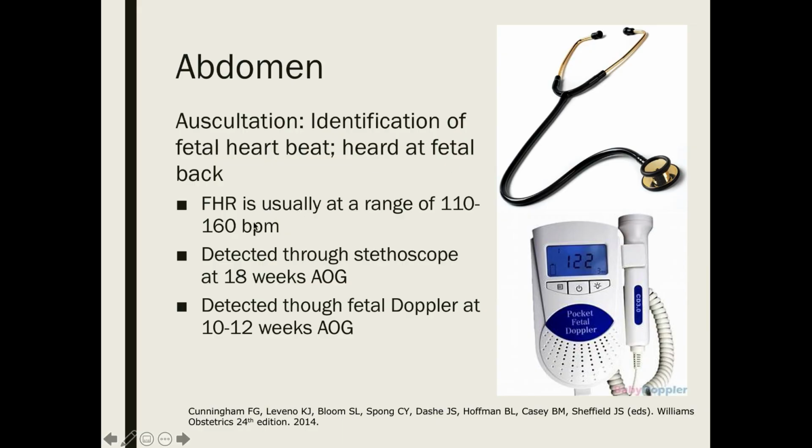The fetal heart rate is usually in the range of 110 to 160 beats per minute. This is detected using a stethoscope at 18 weeks AOG. However, when you use the fetal Doppler, you can detect the fetal heartbeat earlier, at 10 to 12 weeks AOG.